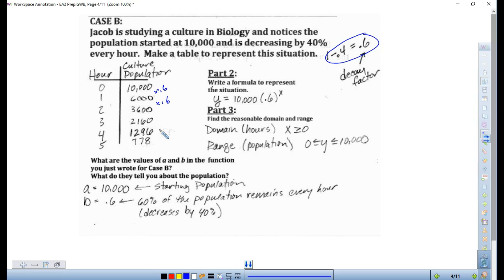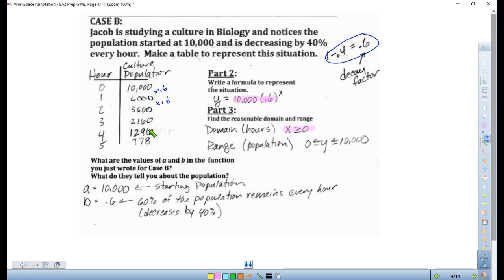All right, so then my function would be the initial amount times 0.6 of itself every time, and then the domain is hours again, so anything greater than or equal to 0, and the range would be anything between 0 and 10,000. And again, I was considering that you have to have whole bacteria.